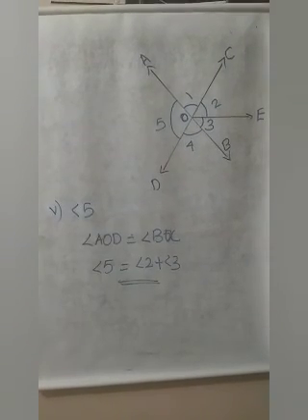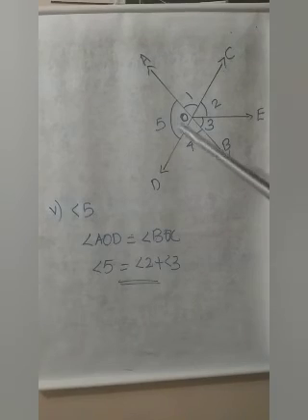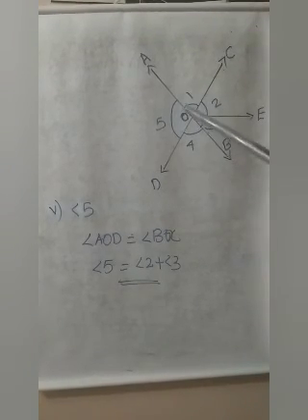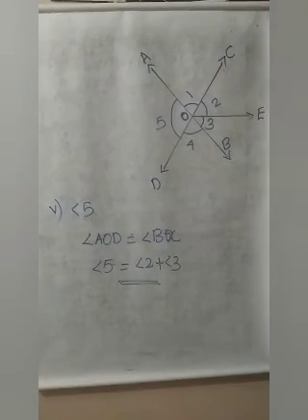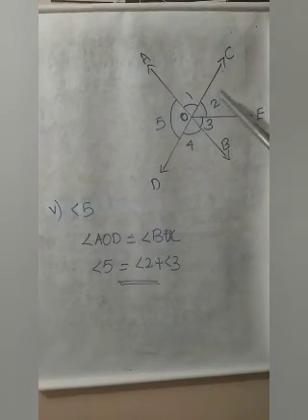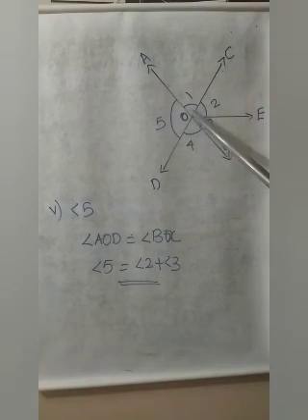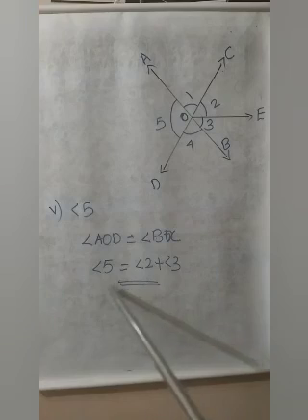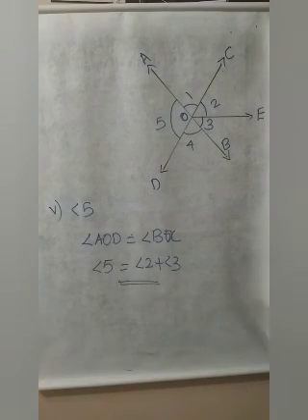That means when we are looking for the vertically opposite angle, 5 means what angle? AOD. So the vertically opposite angle of AOD is COB. What is the value of COB? COB means here two angles are coming. What is that? Angle 2 and angle 3. So COB means angle 2 plus angle 3. So the vertically opposite angle of 5 is angle 2 plus angle 3.